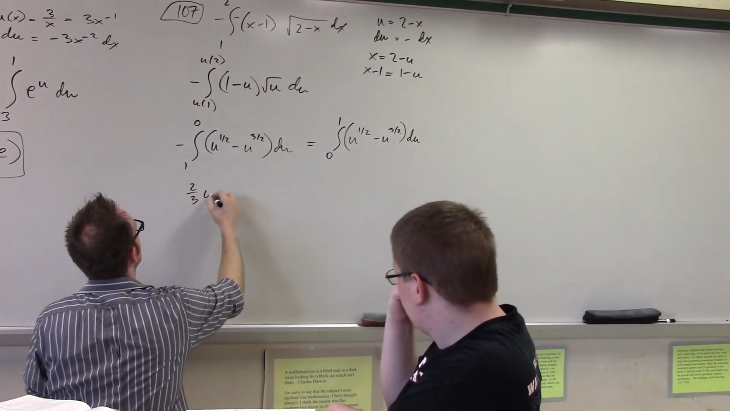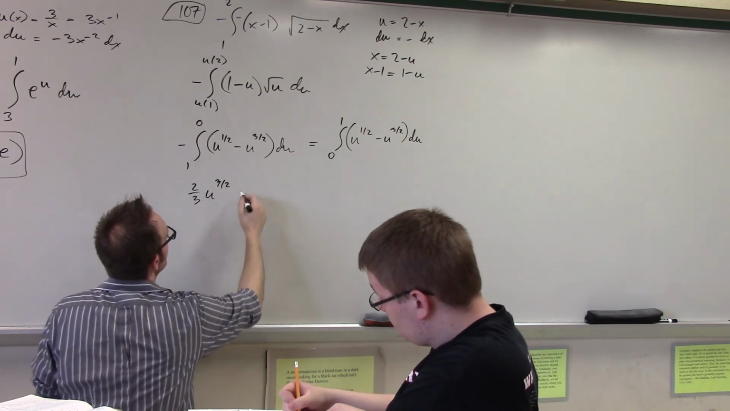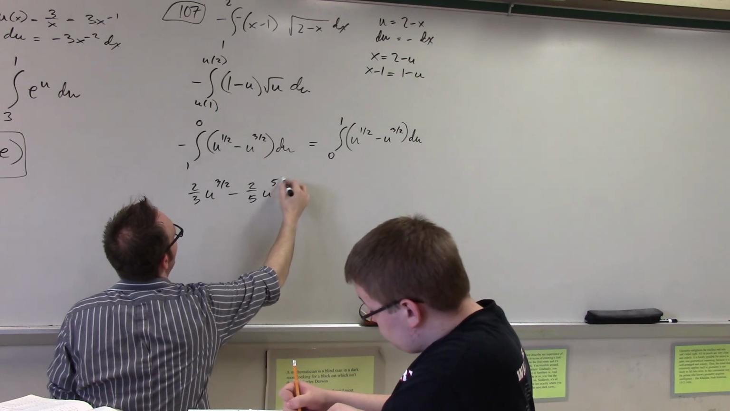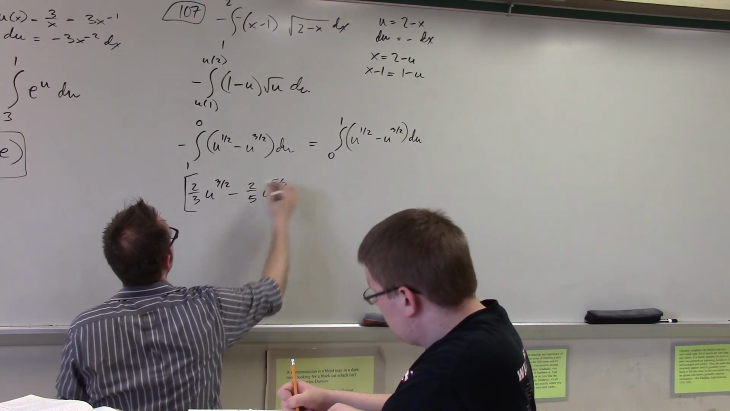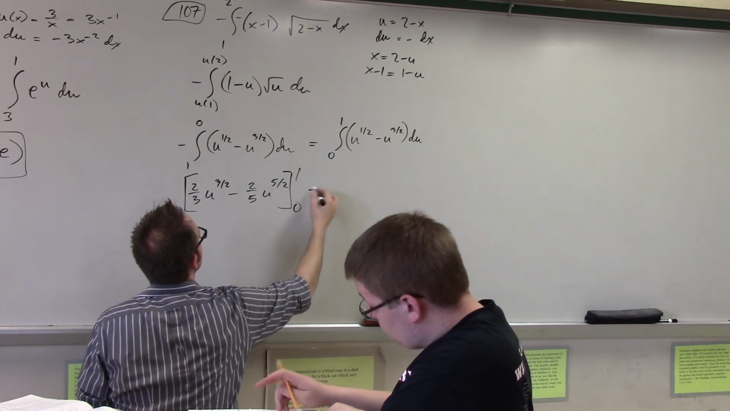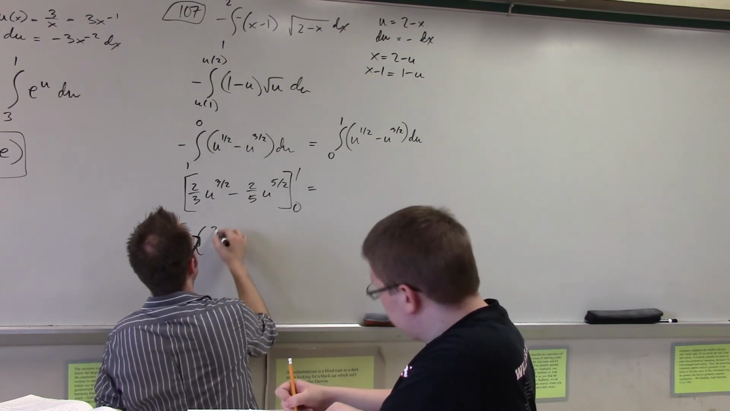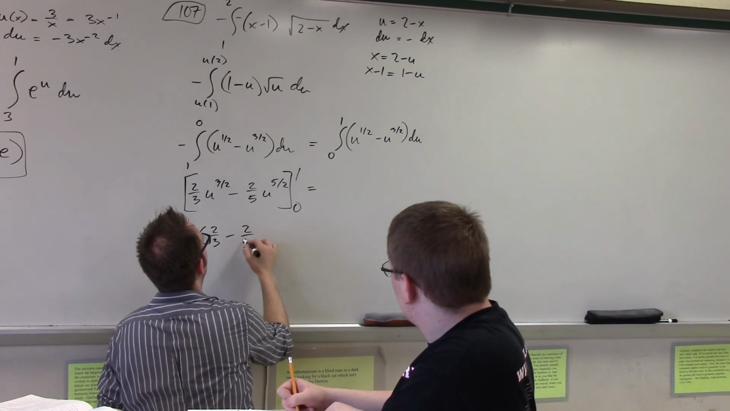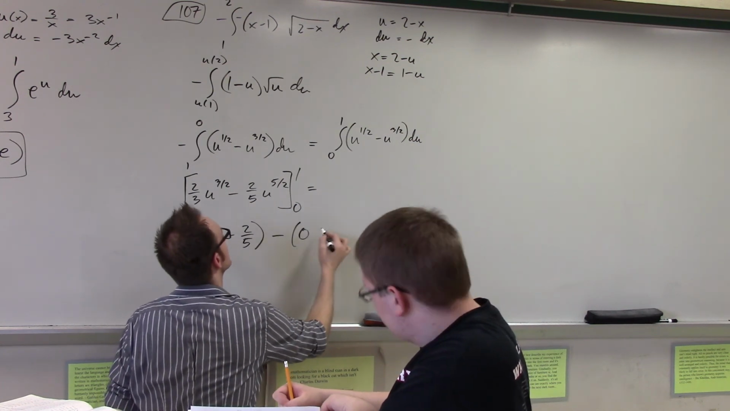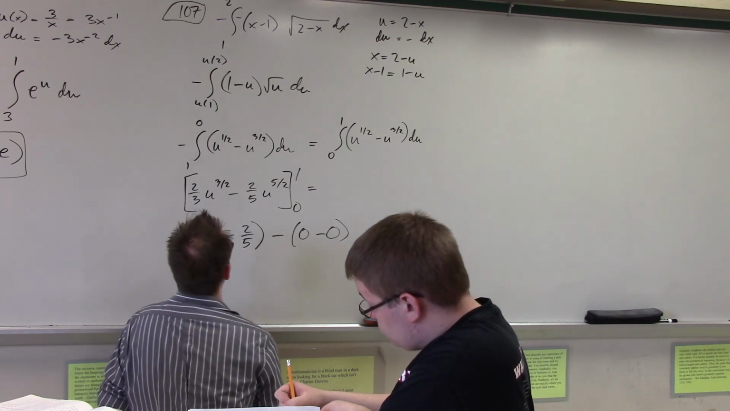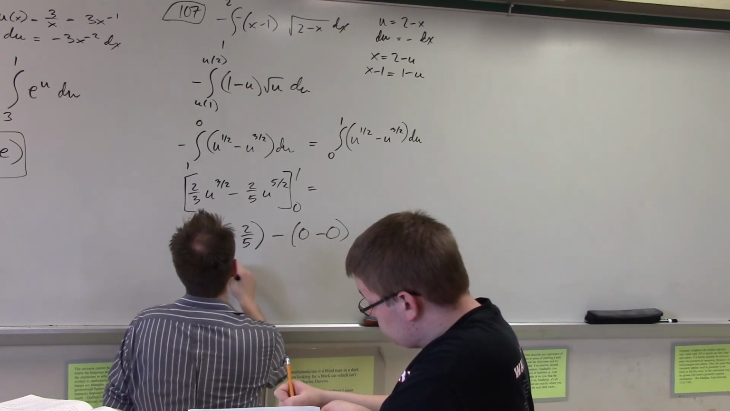Anti-differentiate, so it's 2/3 u to the 3/2 minus 2/5 u to the 5/2, and then they were pretty nice to us, right? Because they just gave us 1 and 0. So this ends up being 2/3 minus 2/5 minus, and then 0 minus 0. So the final answer is 2/3 minus 2/5, which is 10 minus 6, so it's 4/15.